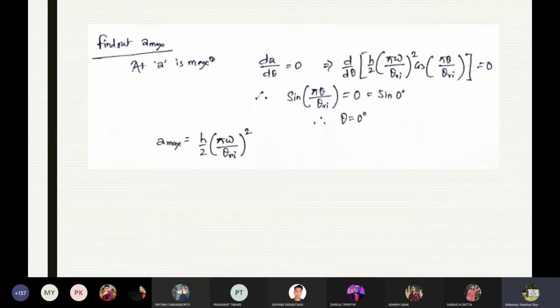So next we would like to discuss the cycloidal motion. The numerical problem regarding this I will give at the end of this particular topic, cycloidal motion. So the next topic is cycloidal motion.